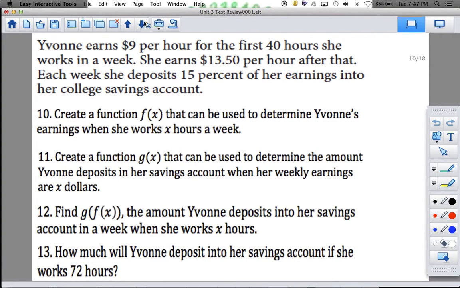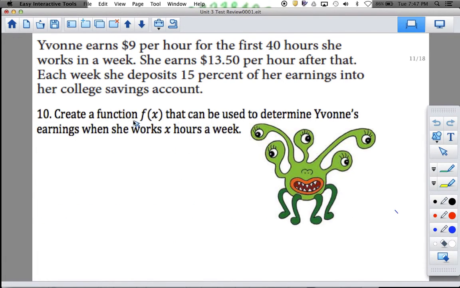So the 4 different things you're going to need to do with this information: First, you need to create a function that can be used to determine Yvonne's earnings when she works x hours a week. Then we need to determine the amount Yvonne's going to deposit into her savings account. And then we're going to create a composite function of these 2 equations. And then we're going to use the composite function to figure out how much she will put into savings if she works 72 hours. Now this is under the assumption that Yvonne is going to work more than 40 hours in a week. All right, so let's take this step by step.